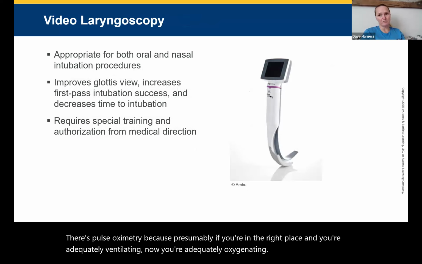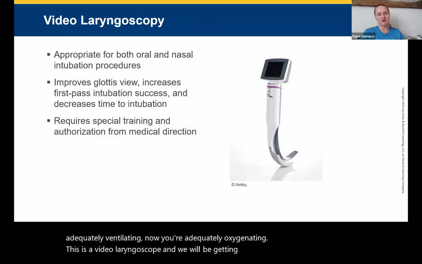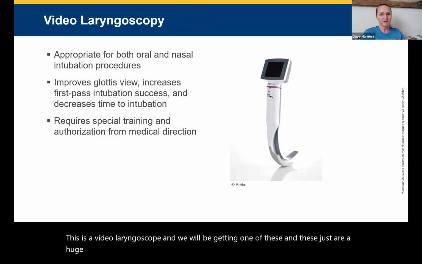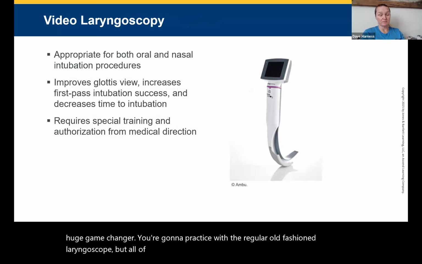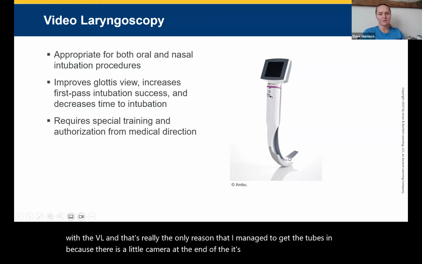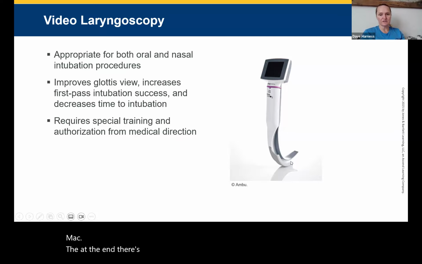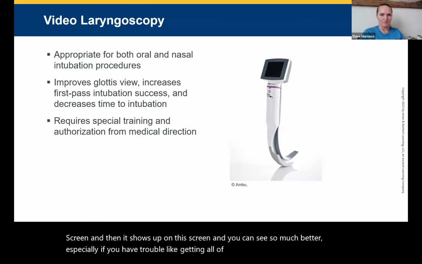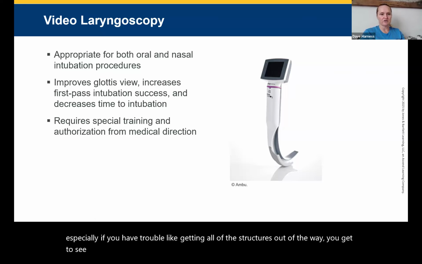This is a video laryngoscope, and we will be getting one of these, and these just are a huge game changer. You're going to practice with the regular old-fashioned laryngoscope, but all of my live airways on a human, not cadaver, were done with a VL, and that's really the only reason that I managed to get the tubes in. Because there's a little camera at the end, it's got the same curved blade like a Mac. At the end, there's a camera screen, and then it shows up on this screen, and you can see so much better, especially if you have trouble getting all of the structures out of the way. You get to see around that greater than 90-degree curve.